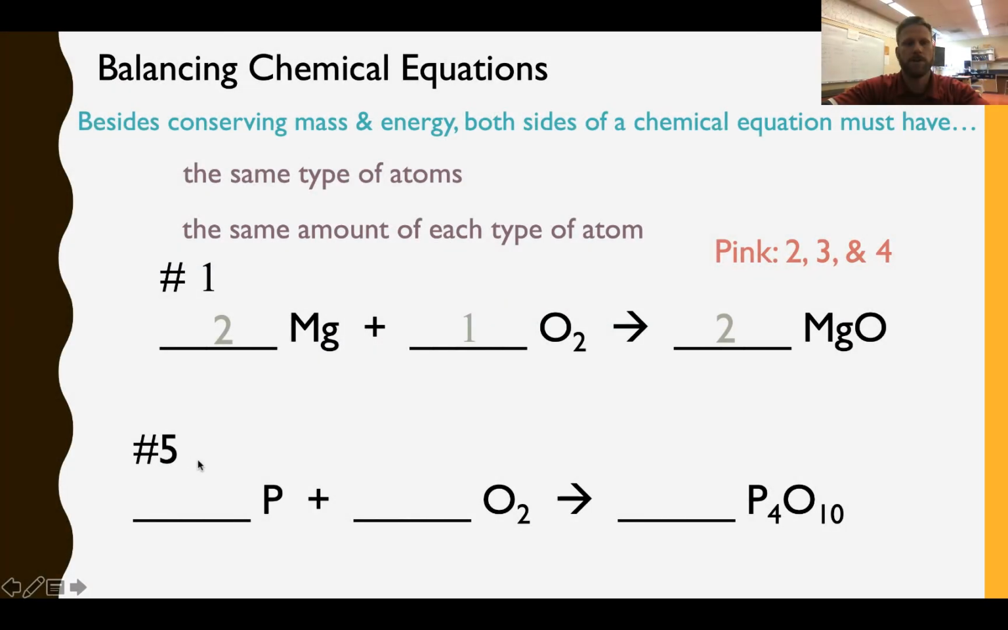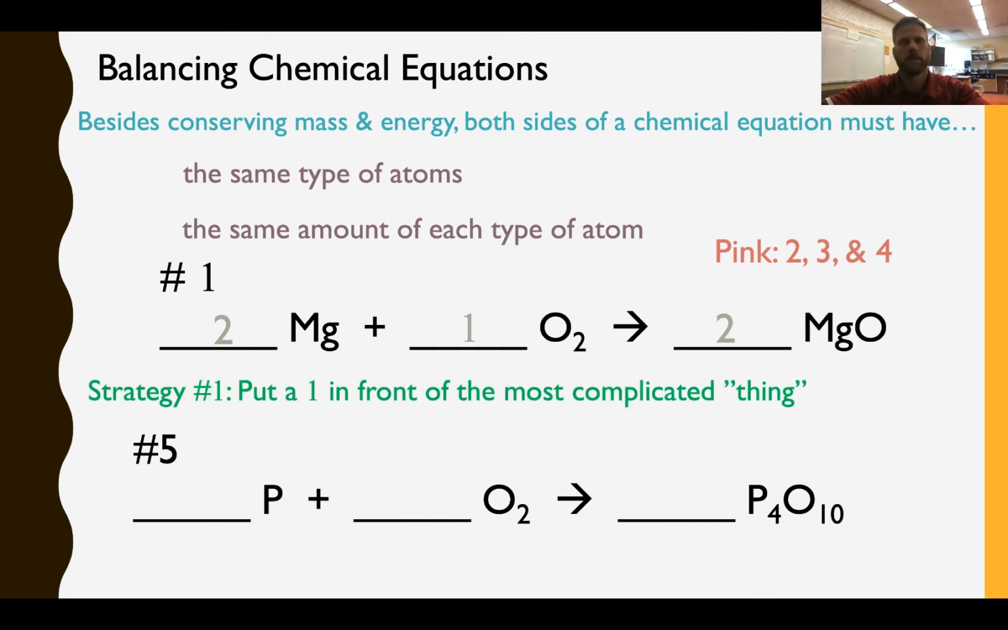In chemical equation number 5, phosphorus reacts with oxygen gas to form tetraphosphorus decoxide. I'm going to give you a strategy to try. If you have trouble balancing an equation or even getting started balancing an equation, this is the first strategy you should try. Put a 1 in for the coefficient of the most complicated thing. I think we could all agree that P4O10 is the most complicated thing in this equation. So let's put a 1 in for that.